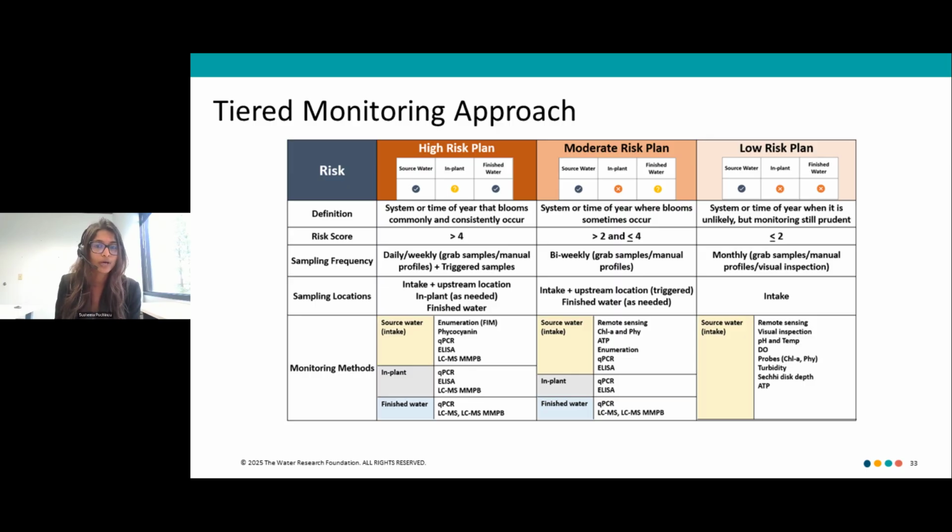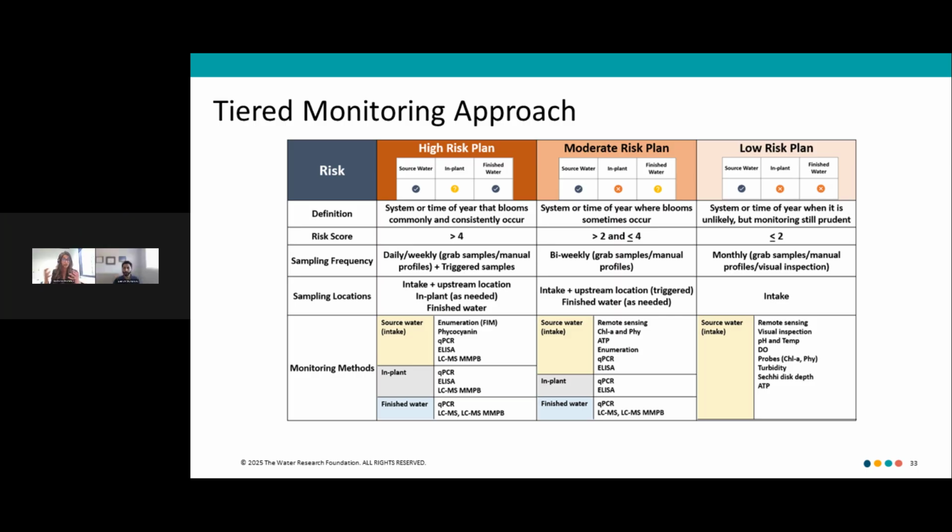And now I will pass it on to Hussein to talk about what happens when you use these multiple methods for monitoring and how to manage the data on the back end. So over to you, Hussein.